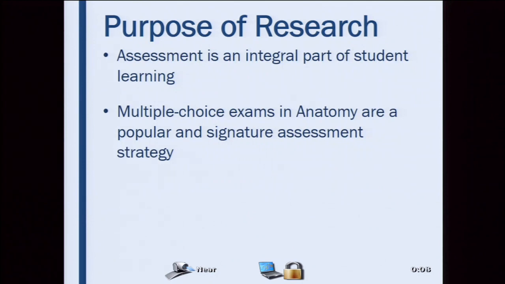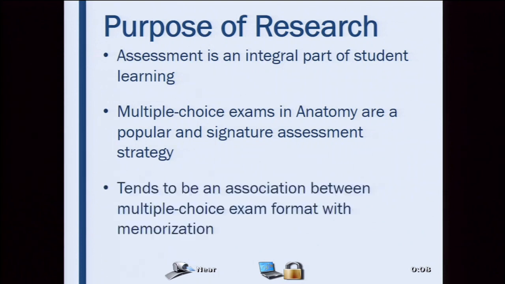I'm not sure how many of us here are in anatomy specifically, or in biology. But in anatomy, multiple choice questions are used significantly as an area of assessment. And there tends to be an association between multiple choice exam format and memorization, especially for anatomy. So students tend to associate multiple choice questions with that basic retrieval of memorized facts.